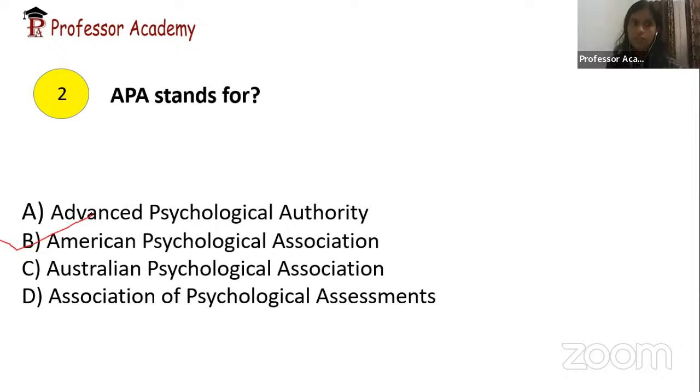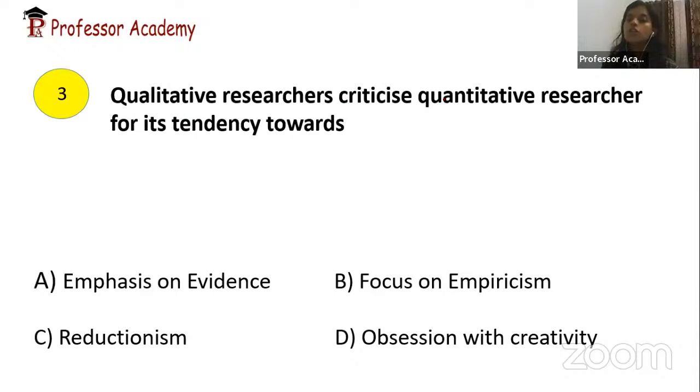Moving on to question number 3. Qualitative researchers criticize quantitative researchers for their tendency towards option A, emphasis on evidence, B, focus on empiricism, C, reductionism, D, obsession with creativity. We are very sure that quantitative researchers are not towards creativity. They are the ones who stand on facts and empirical analysis. So first of all, we can cancel out option D. The qualitative researchers are those who support creativity. That is the post-positivism approach.